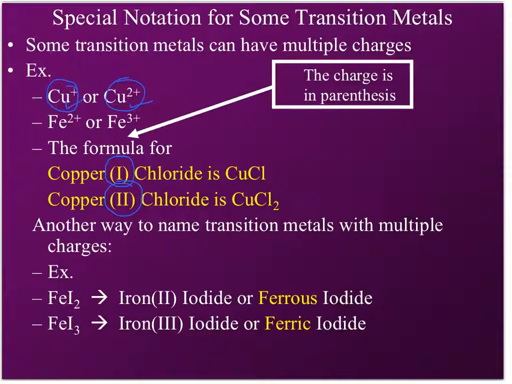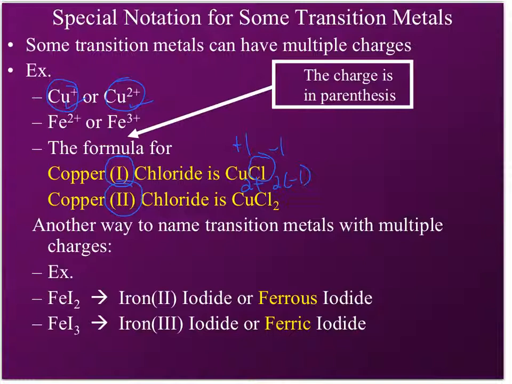Well, how do we figure out what charge it was? It matters what it's bonded to. Chlorine is in group 17 and forms a 1-. That means this copper must be +1. Here we have 2 chlorines, so that's 2 1-'s, and therefore this one must be the +2 charge.